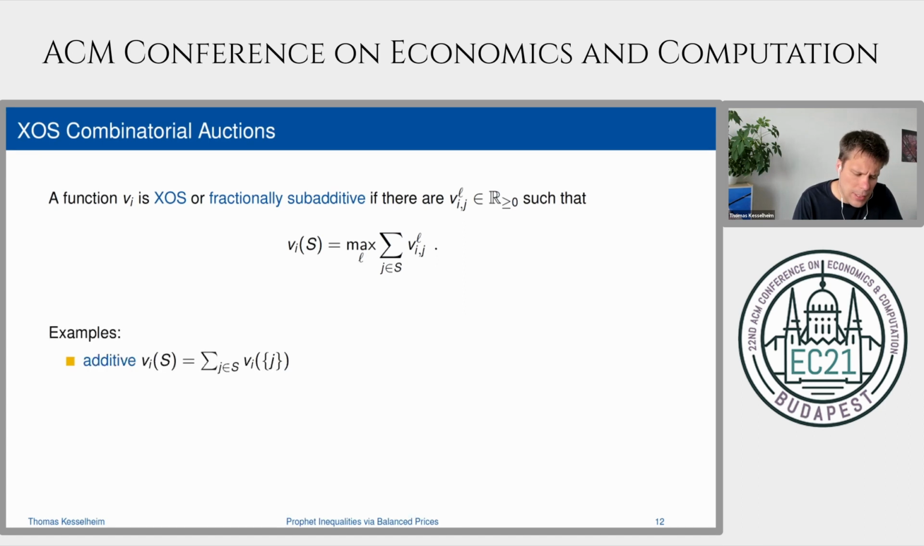What might this look like? Well, there's the very simple case of an additive function. Then you don't need this maximum, and you can just set v_ij to the value that you have for item j, and then you're good. Your value of a set is just the sum of the values of the items inside that set. Or what you can also capture is a unit demand function, which is that your value for a set is just the value of the item you value most in that set.